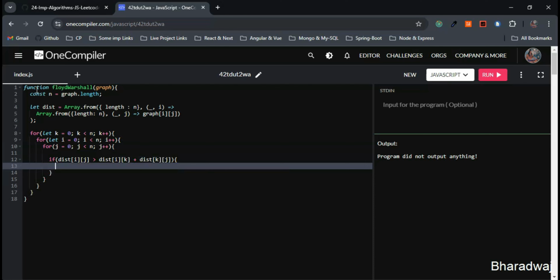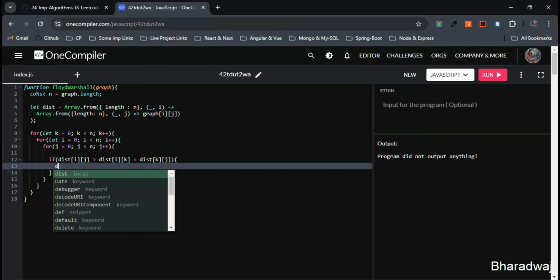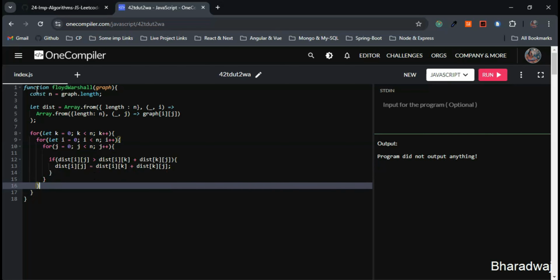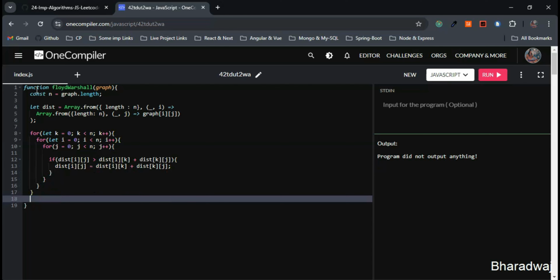So this is correct. If the distance from i to j via k is shorter, then we have to update the dist of i and j, right? So that is what we'll be doing here. Distance of i and j equals dist of i k plus dist of k and j here. So here, I hope this is correct. Let's see. Final step is we will return the matrix of shortest distances between all the pairs.